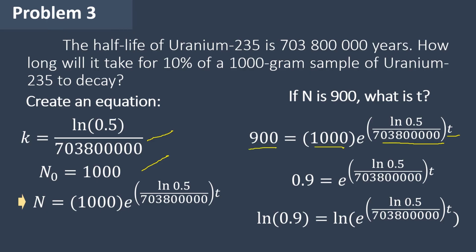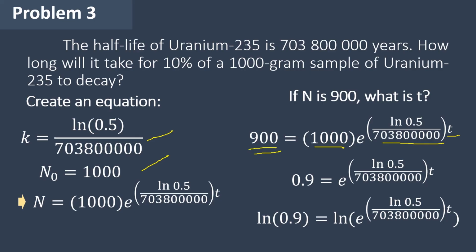So bakit 900 yung nilagay natin dito na value ng n? This is because the problem is asking about the time it will take for 10% of the uranium sample to decay. So since 10% of 1,000 is 100, this means that we need to find the time needed to decay 100 grams of the uranium sample. Ibig sabihin, 900 grams na lang yung matitira. Thus, we will set N to 900 and solve for t. So aalamin natin kung gaano katagal na yung uranium-235 becomes 900.